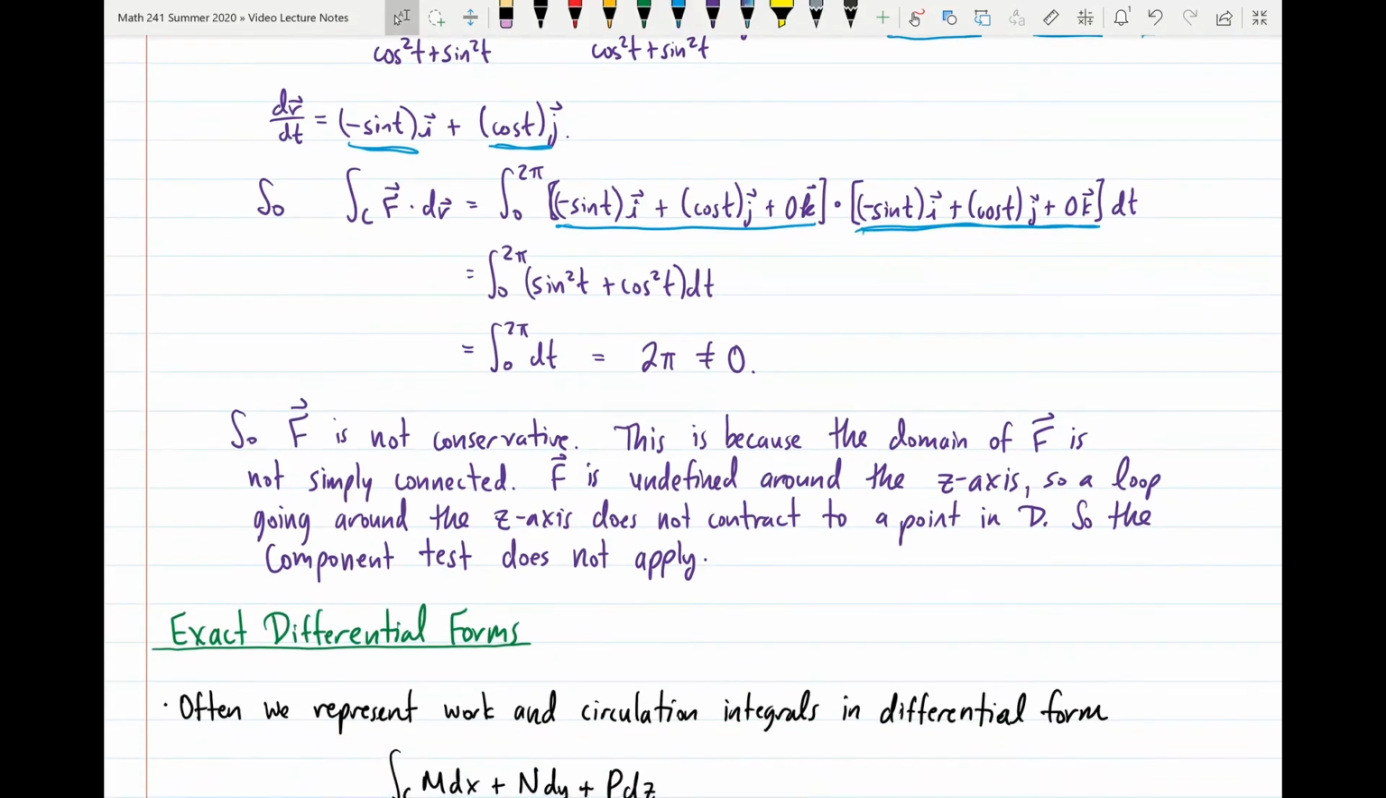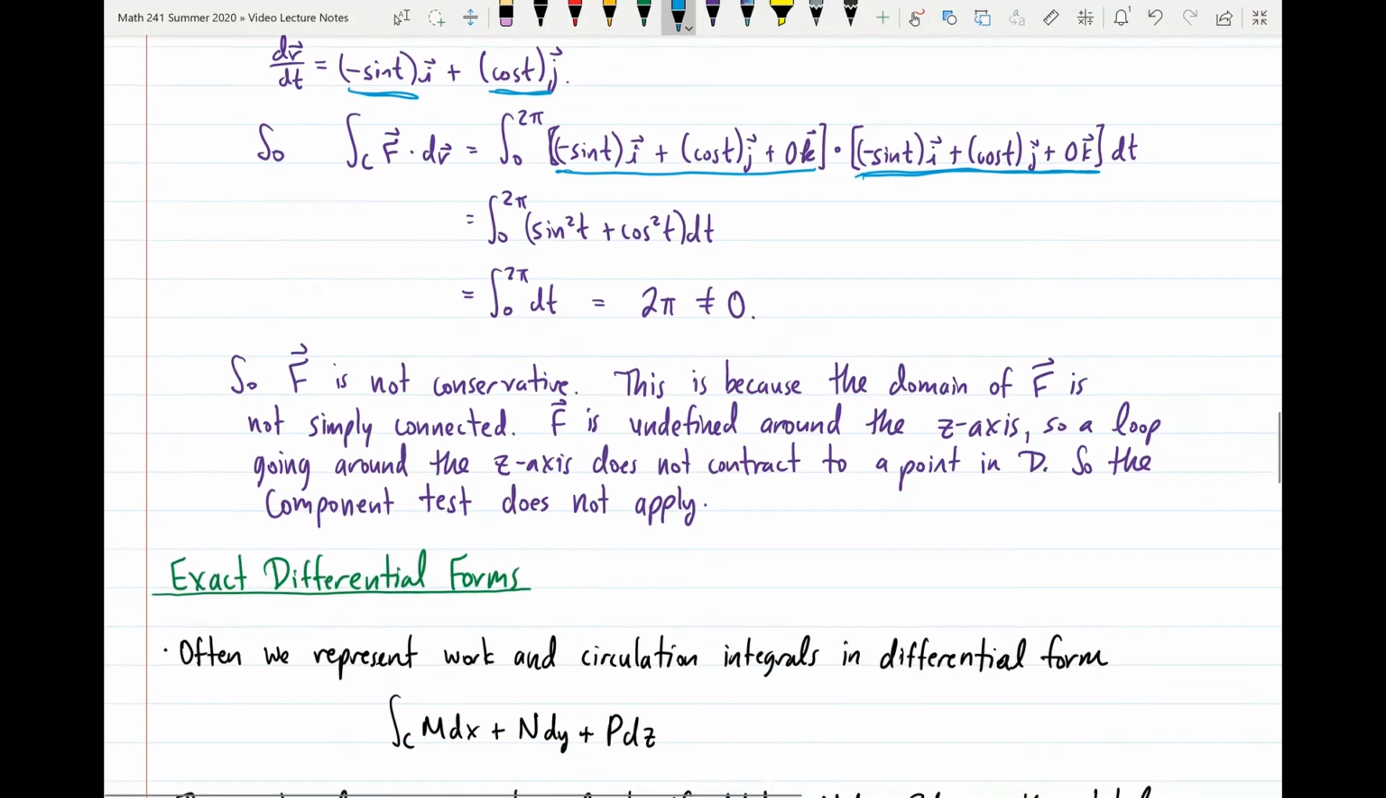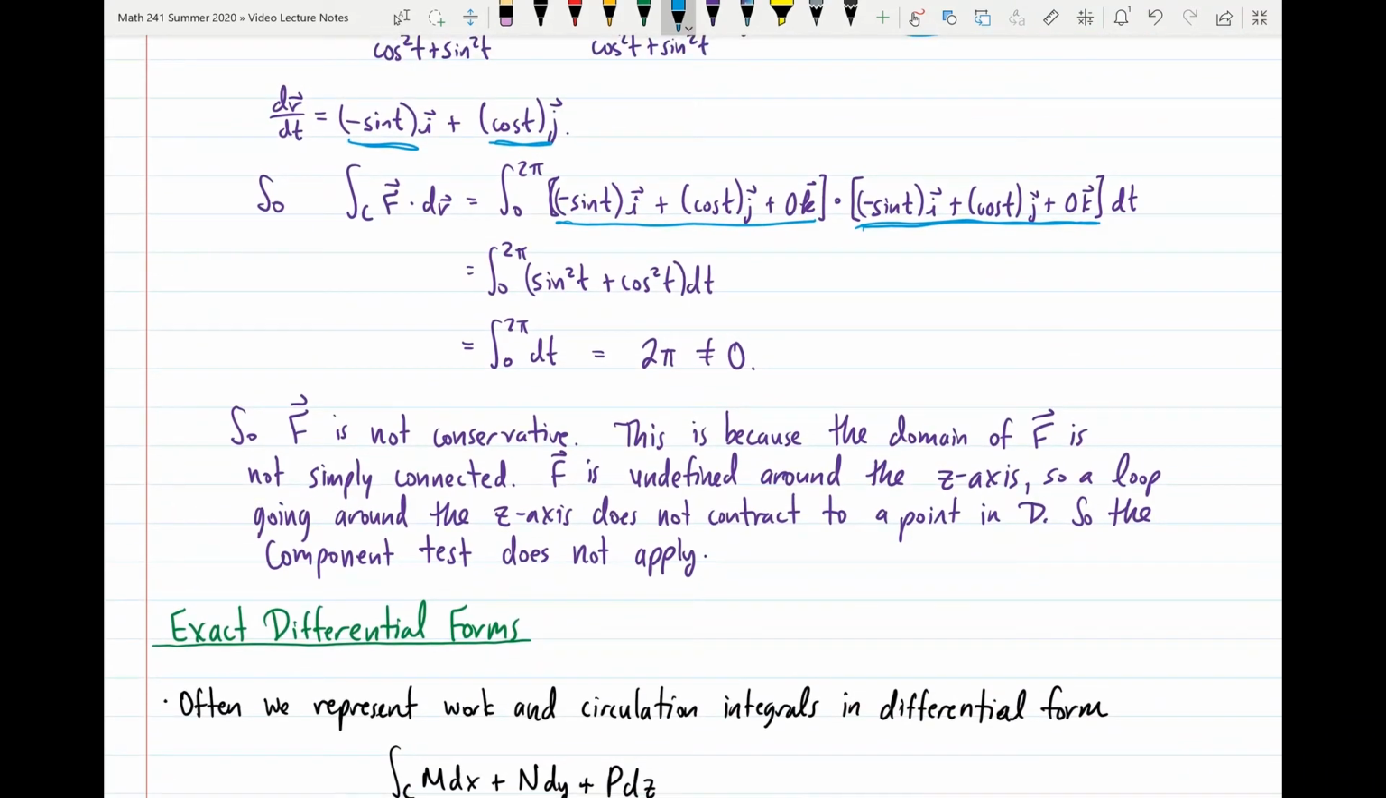And that'll give us sine squared of t plus cosine squared of t. And of course, that's just going to equal 1. And so this reduces to the integral from 0 to 2 pi of dt, which is just equal to 2 pi. And the important thing here is that 2 pi is not equal to 0.